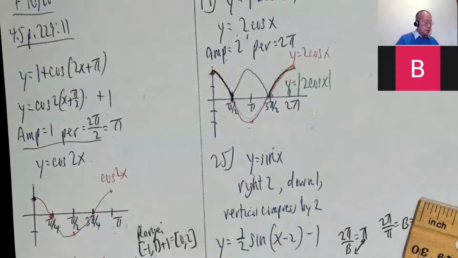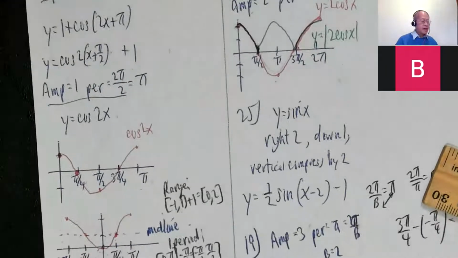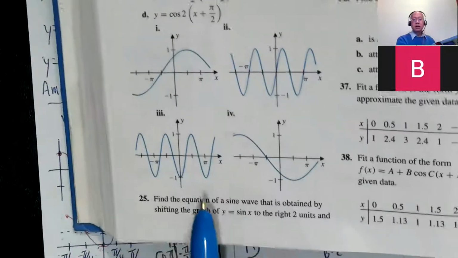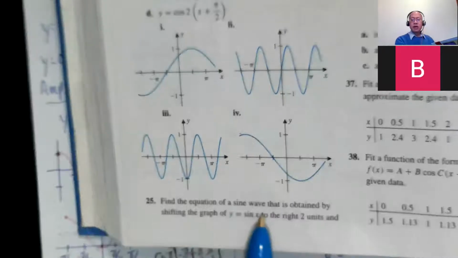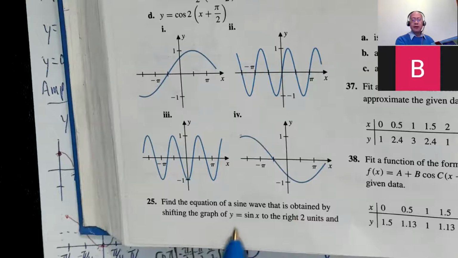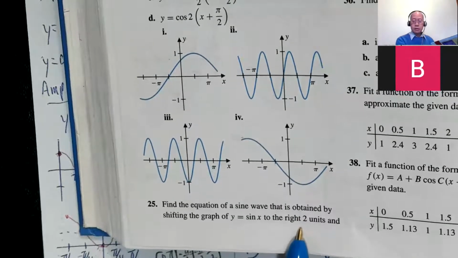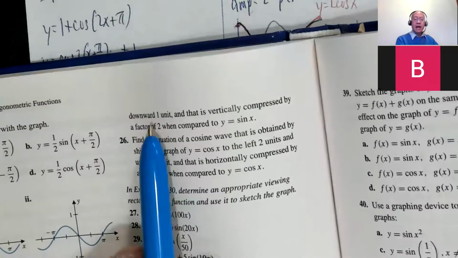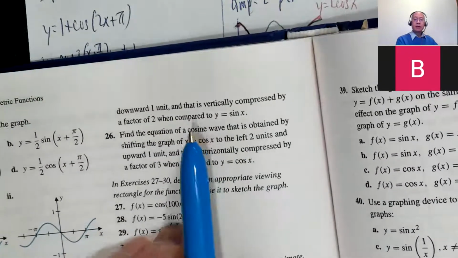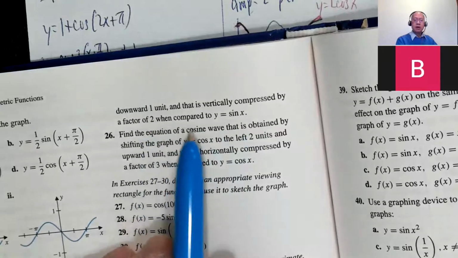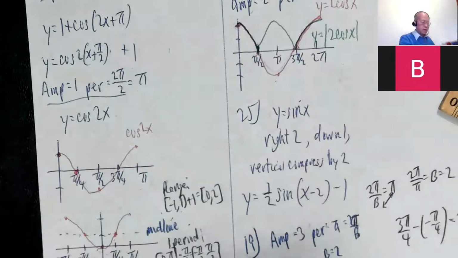Okay. Jump to 25. I'll come back to something like 19 later. Find the equation of a sine wave that is obtained by shifting the graph of y equals sine of x to the right 2 units. Okay, so we've played that game before. And down 1 unit and vertically compressed by a factor of 2 when compared to y equals sine x.